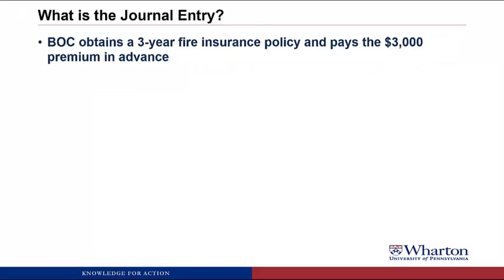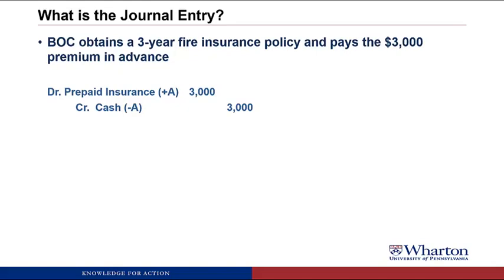BOC obtains a 3-year fire insurance policy and pays the $3,000 premium in advance. In this transaction, we're getting fire insurance coverage for 3 years. That's an asset that we're going to call prepaid insurance, and it's going up. We're paying cash, so cash is going down.